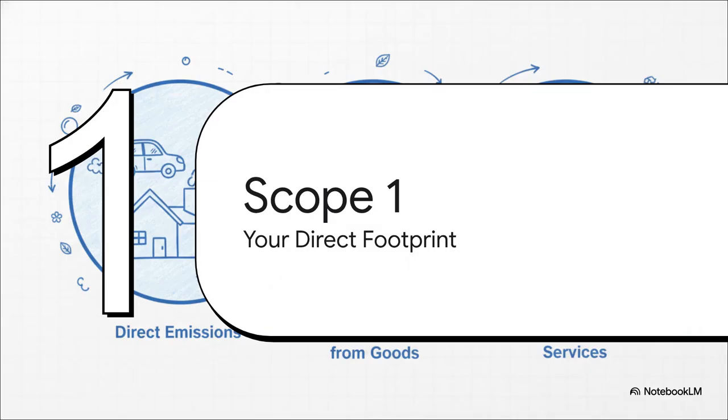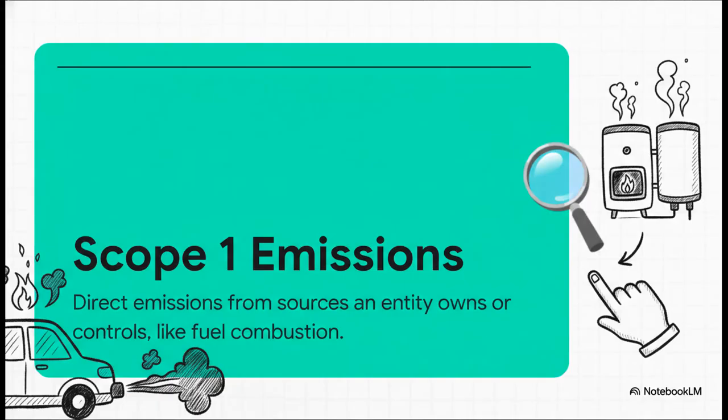All right, let's kick things off with scope 1. This is the easy one. You can think of this as your direct footprint. It's all the emissions that you are personally directly responsible for, from stuff you actually own or control. So what does that mean? Well, it's the exhaust coming out of your car's tailpipe. It's the natural gas your furnace is burning to keep you warm. A good rule of thumb is if you can literally point to the thing that's burning fossil fuels and say, yep, that's mine, then it's probably a scope 1 emission.